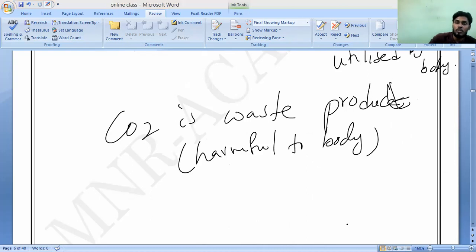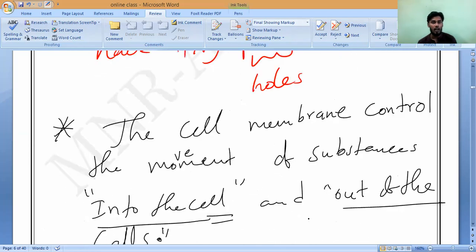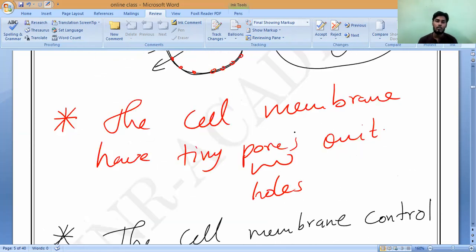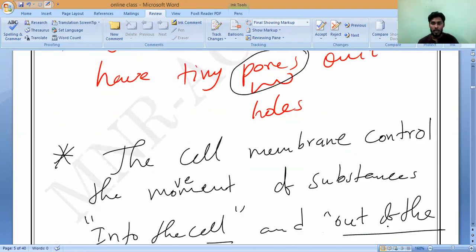Suppose some poisonous substance like urine is also produced, that will be filtered by the kidneys, where the cells filter it. So waste products such as carbon dioxide can go out from the cell through the tiny pores of the cell membrane. Through these pores only the carbon dioxide will go out from our body.